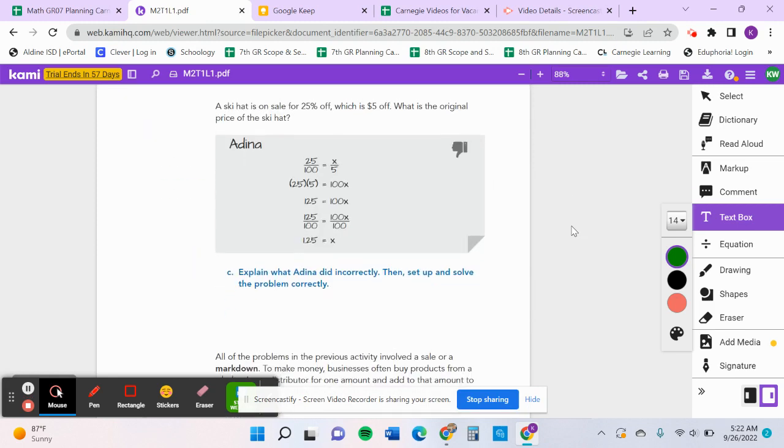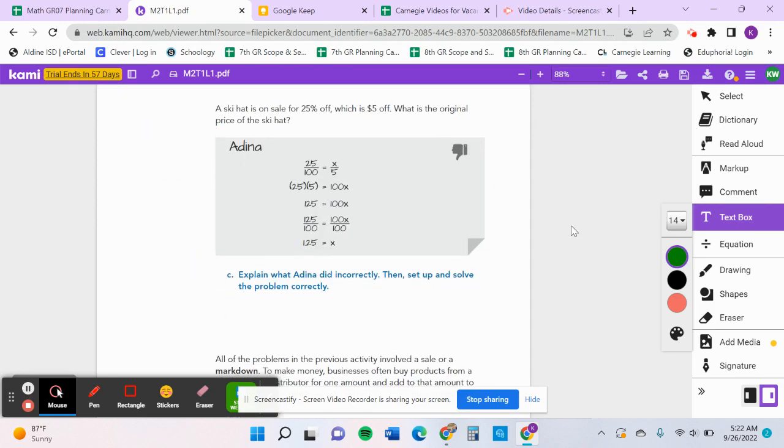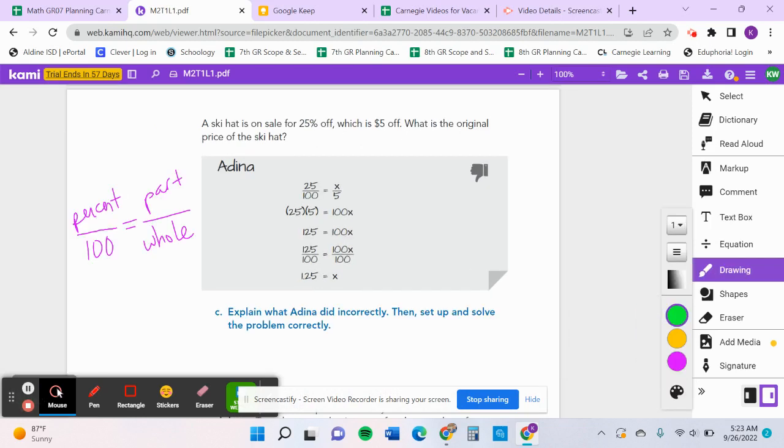Knowing what you already know, think, where should she have put the original price of that ski hat? Pause here and think about that. So that we don't have to scroll back up or flip back in your pages, go ahead and write what a proportion would look like when solving for a percent problem. Percent over 100, because all percents are out of 100, is equal to the part out of its whole.